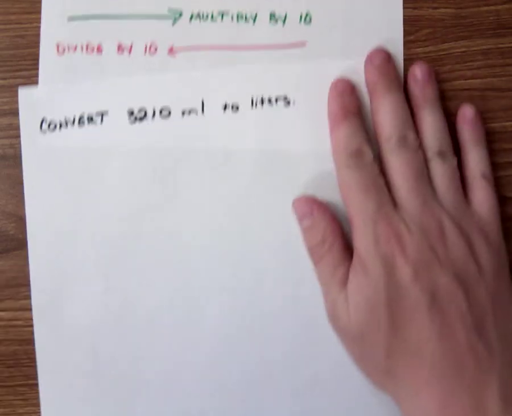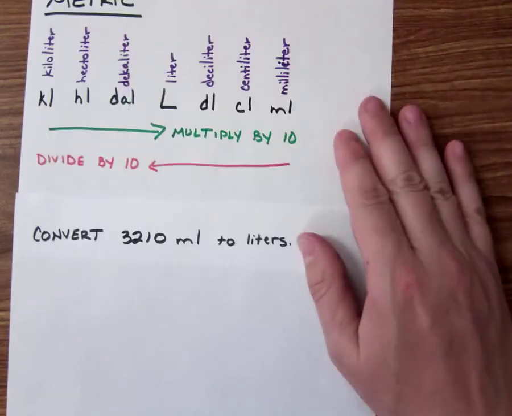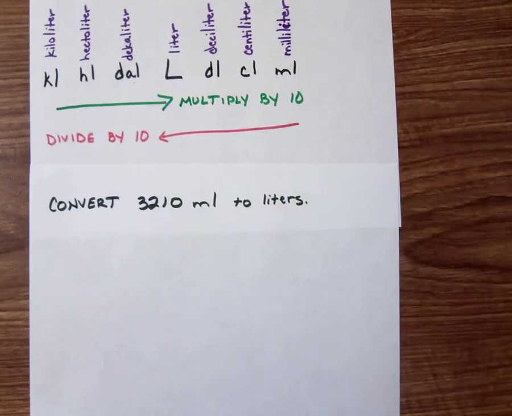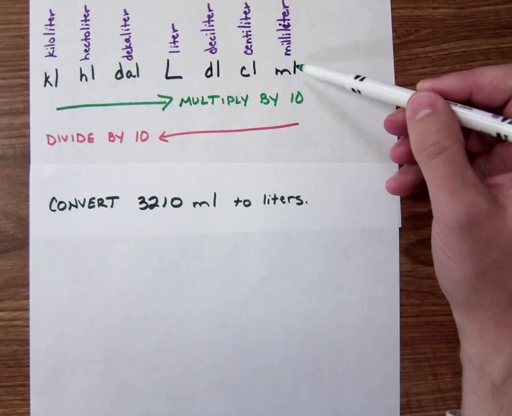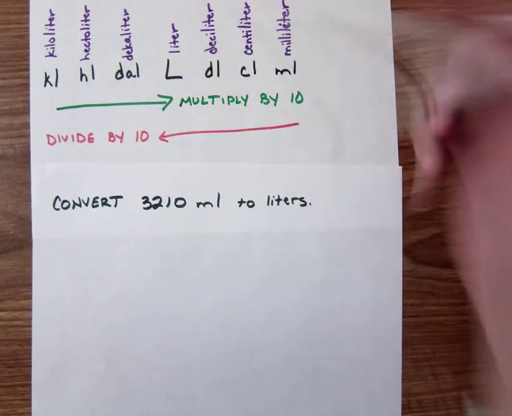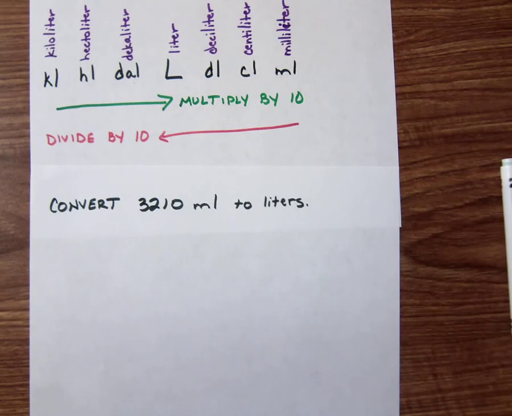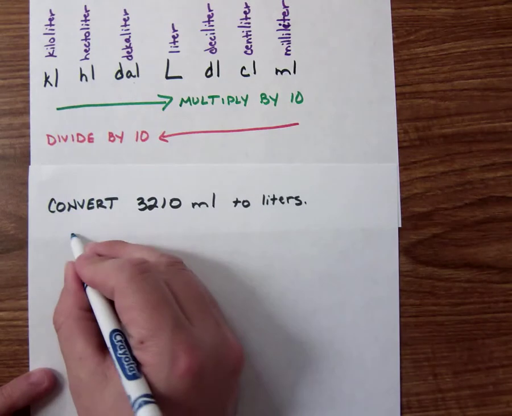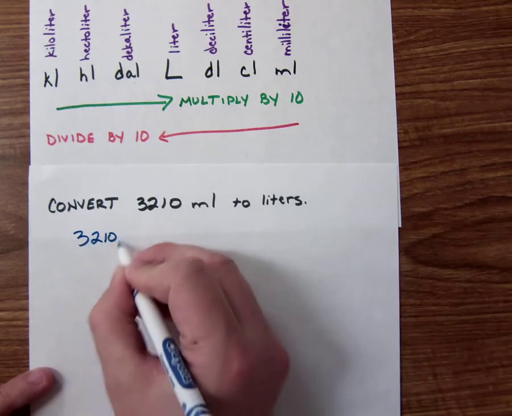Okay, so from milliliters to liters means I'm going to go from the lowest possible unit, milliliters, up to right in the middle, liters. So I'm moving 1, 2, 3 times to the left. Okay? 3 times to the left means I'm going to divide by 10 3 times. So I take 3,210 milliliters.